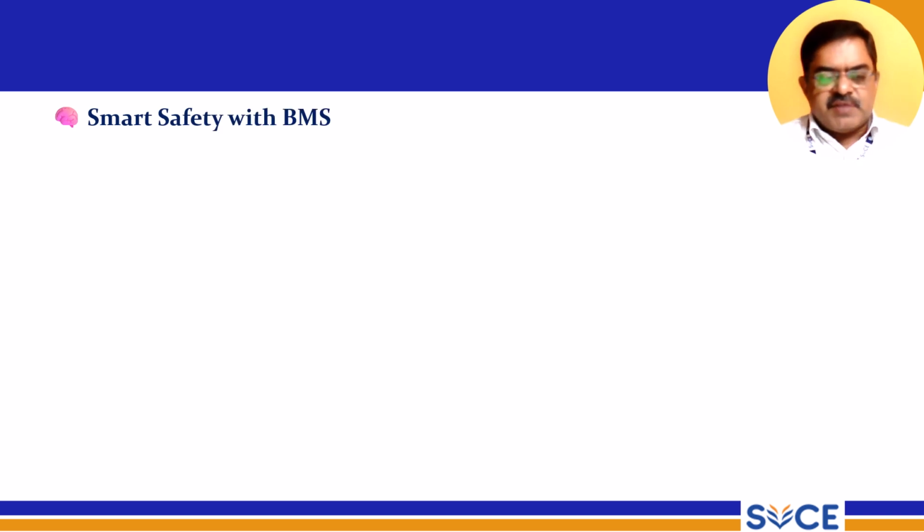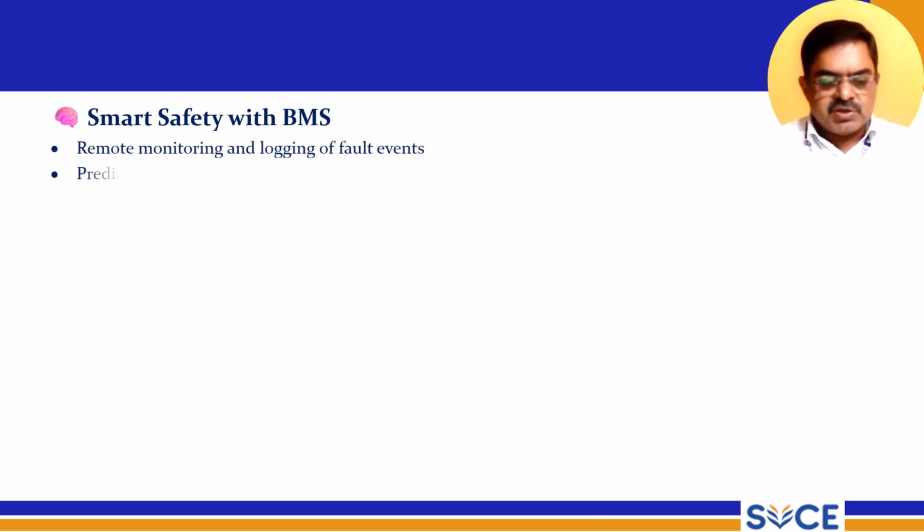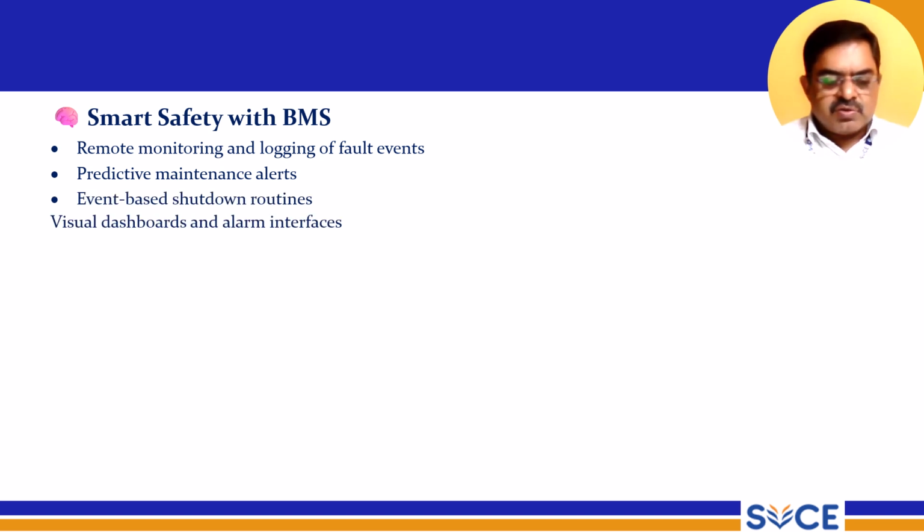And smart safety in BMS. Smart is now a buzzword everywhere, and smart is nothing but a system that can make decisions on its own. It will not depend on other controllers. Features include remote monitoring and logging of fault events, predictive maintenance alerts, event based shutdown routines, and visual dashboards and alarm interfaces.